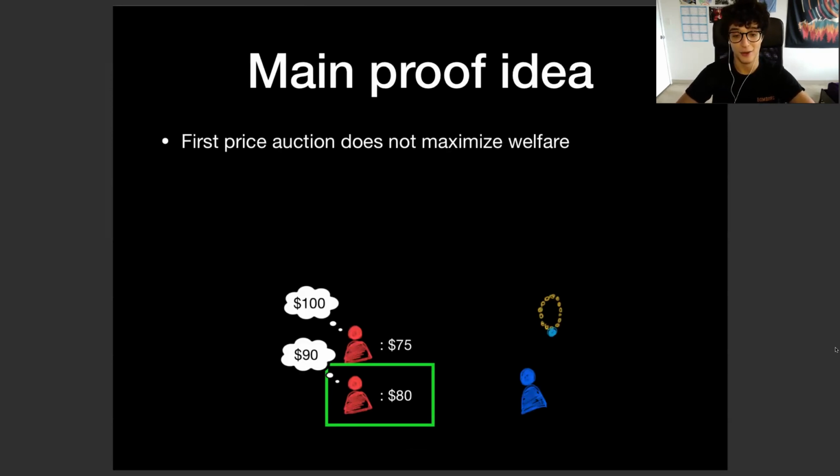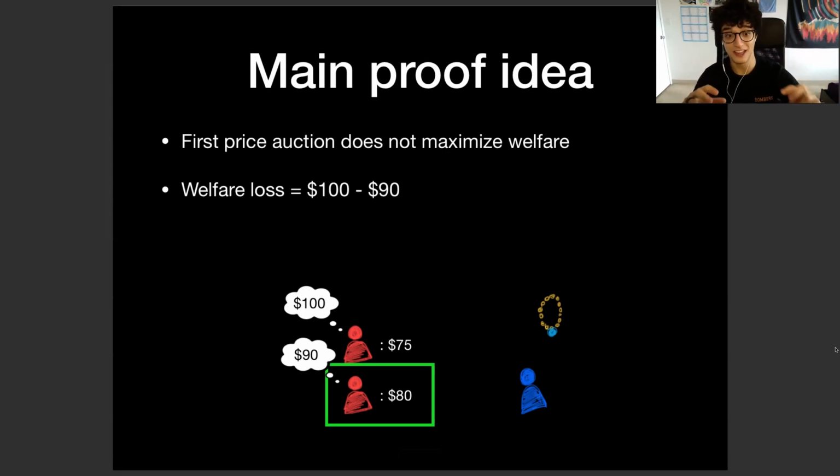And so, as we were saying about the first price auction, we do not always maximize welfare, right? So in this case, the bidder who wanted it most did not actually get the item. And we can quantify what this welfare loss is. In this case, it's the optimal welfare, which would be the $100 guy getting it, minus the welfare that this auction actually achieves, the $90 guy. In this case, the welfare loss is $10.